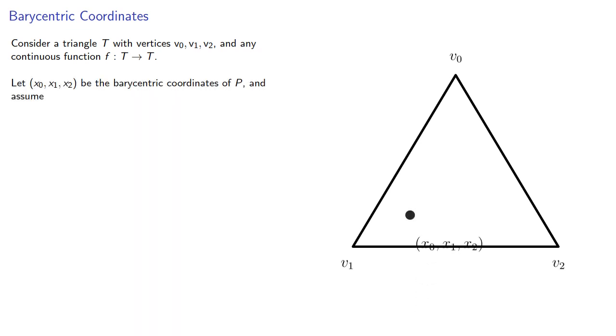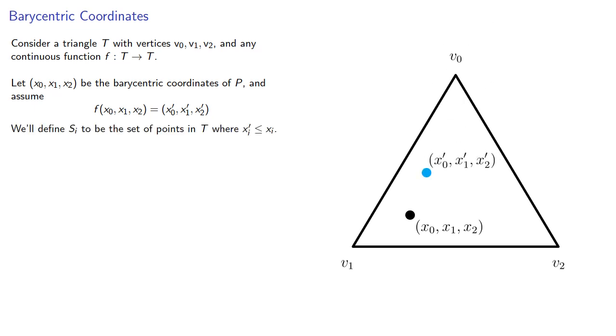Let x0, x1, x2 be the barycentric coordinates of a point P, and assume that f applied to this point gives us another point, with coordinates x0', x1', x2'. We'll define Si to be the set of points in T where xi' is less than or equal to xi. For example, S1 includes all points where x1' is less than or equal to x1, regardless of what happens to x0 or x2.